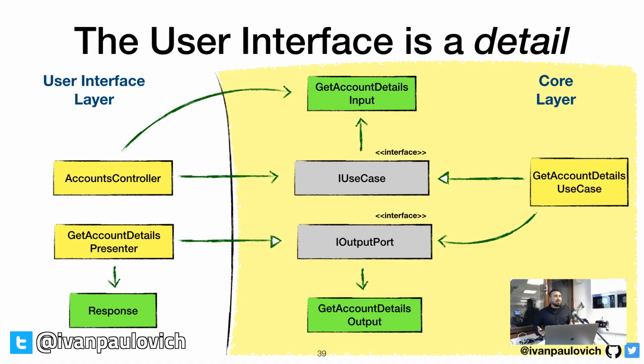The UML representation of these components together is like this: the accounts controller sees a use case. The use case contract is implemented by the get account details use case. At a certain moment, the use case implementation will invoke the not found or the standard output, giving a message back, and the controller uses the presenter to just ask, what is the response object?